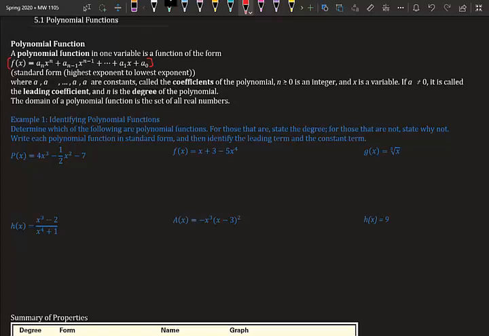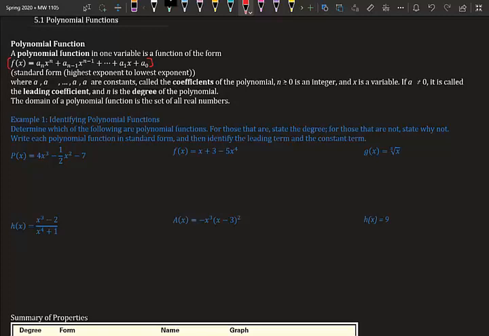Your exponents always need to be positive. Because this is a polynomial function, we need to make sure that when we have exponents they're positive, because if they're not positive, they turn into fractions, remember? And of course, x is a variable. A can never be 0 for our leading coefficient. N is the degree of the polynomial, and the domain of a polynomial function is all real numbers. So every single polynomial function, the domain is all real numbers.